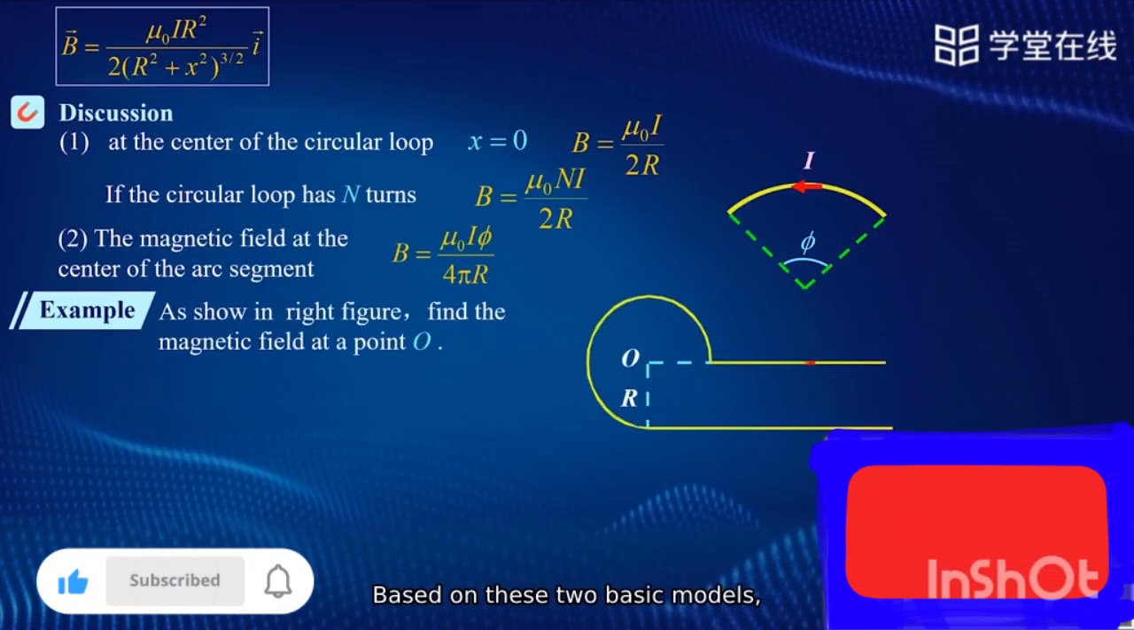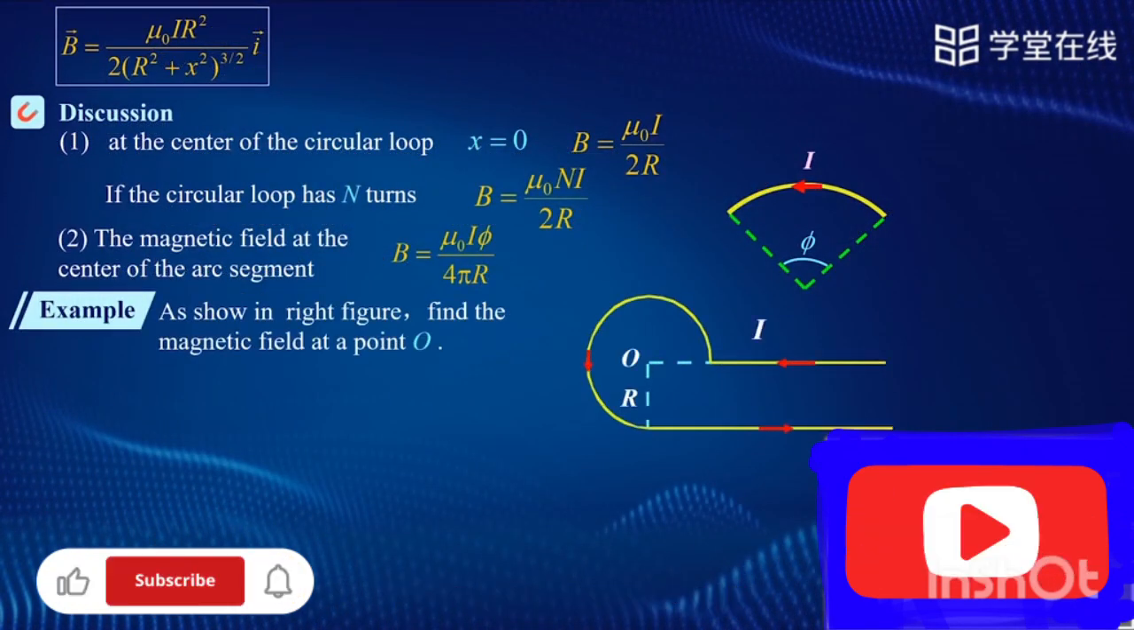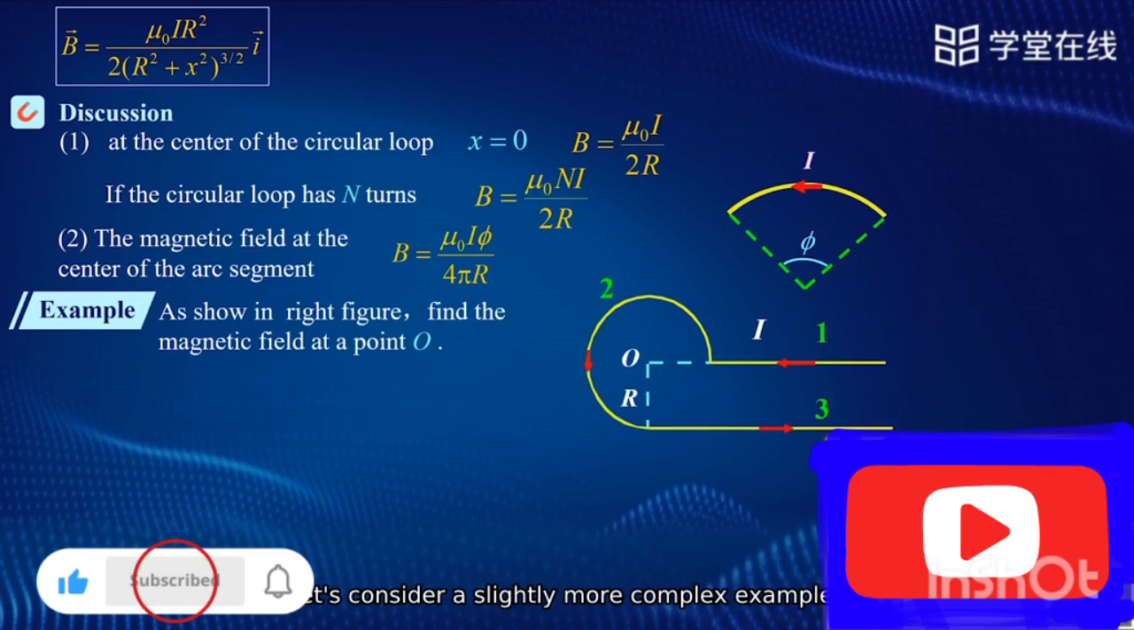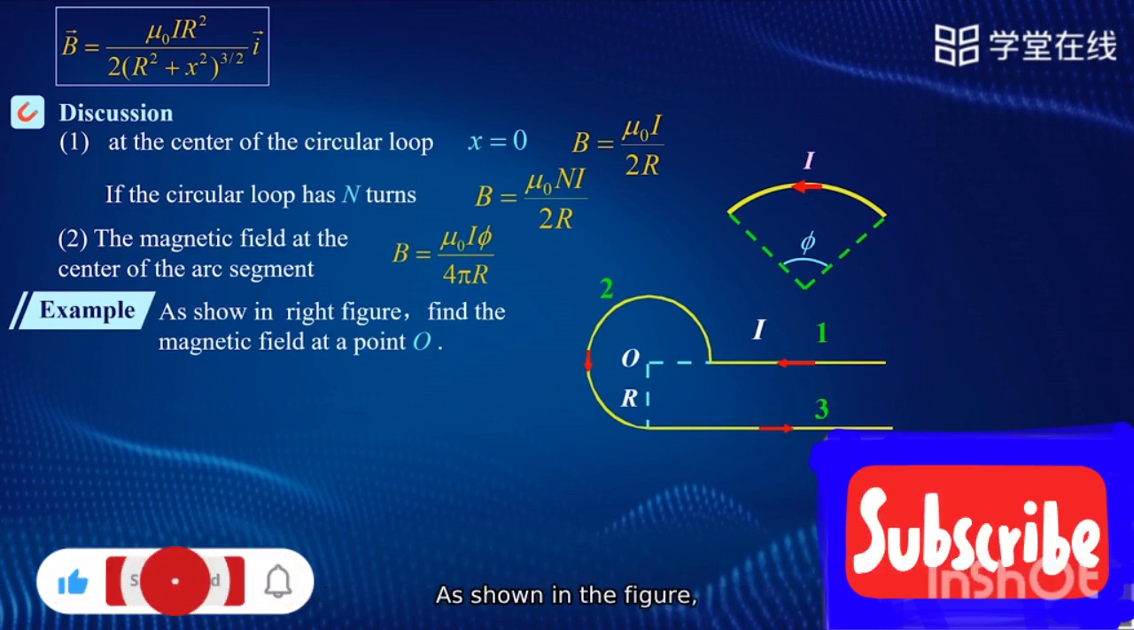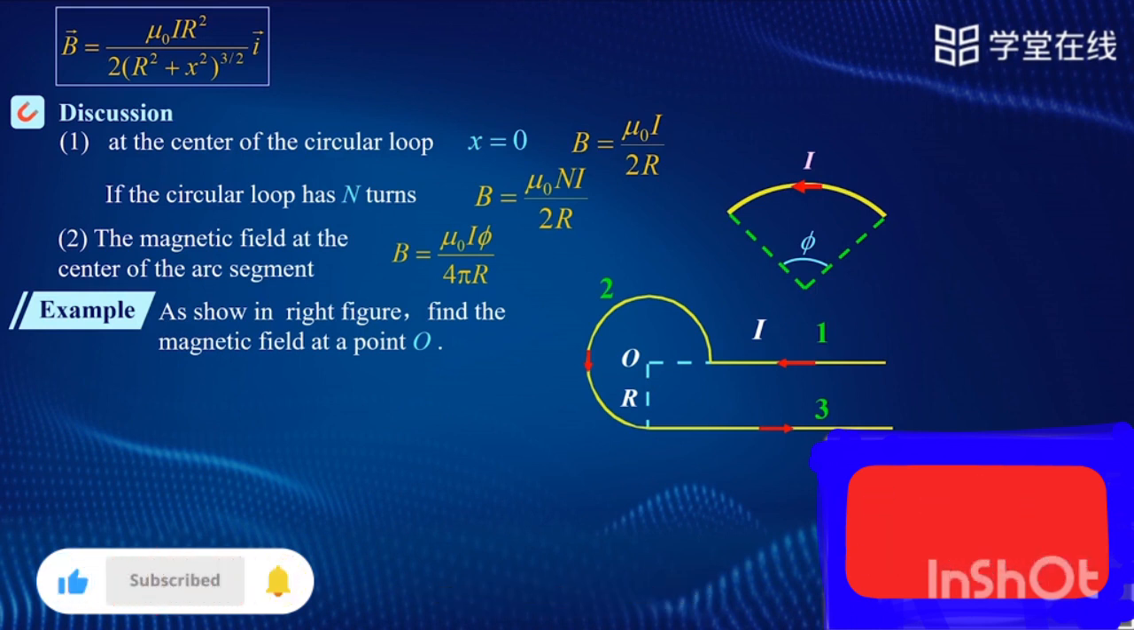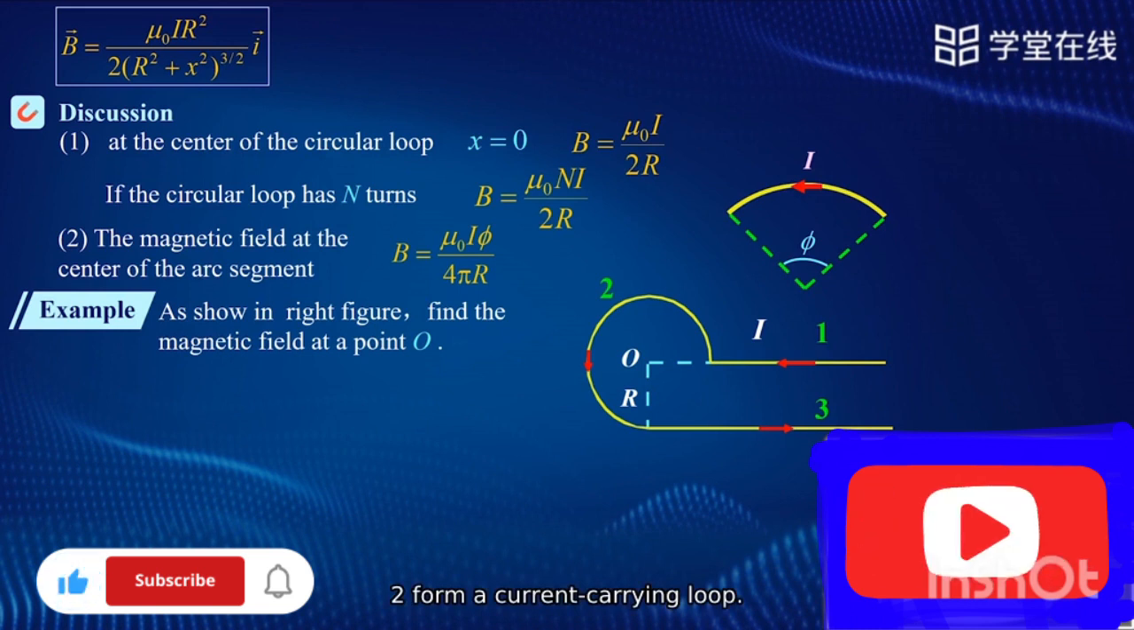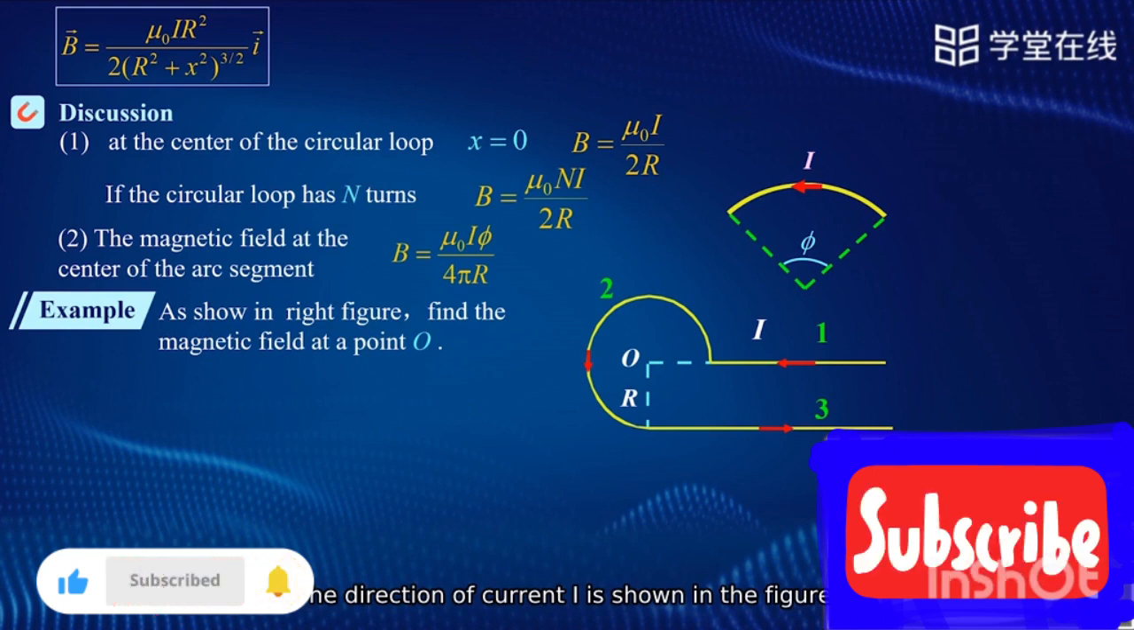Based on these two basic models, let's consider a slightly more complex example. As shown in the figure, two straight wires 1 and 3, and a 3/4 arc 2 form a current carrying loop. The direction of the current I is shown in the figure. Now, let's find the magnetic field at point O.